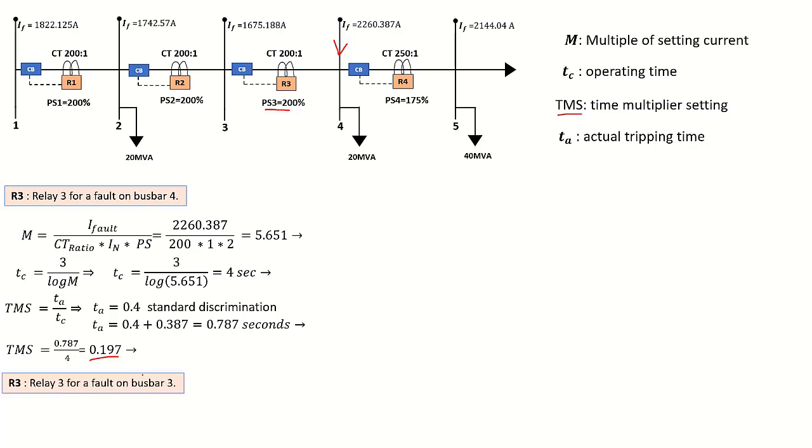Now we move on to the next one. So that is the same relay, but this time we want to look for the fault on busbar 3.